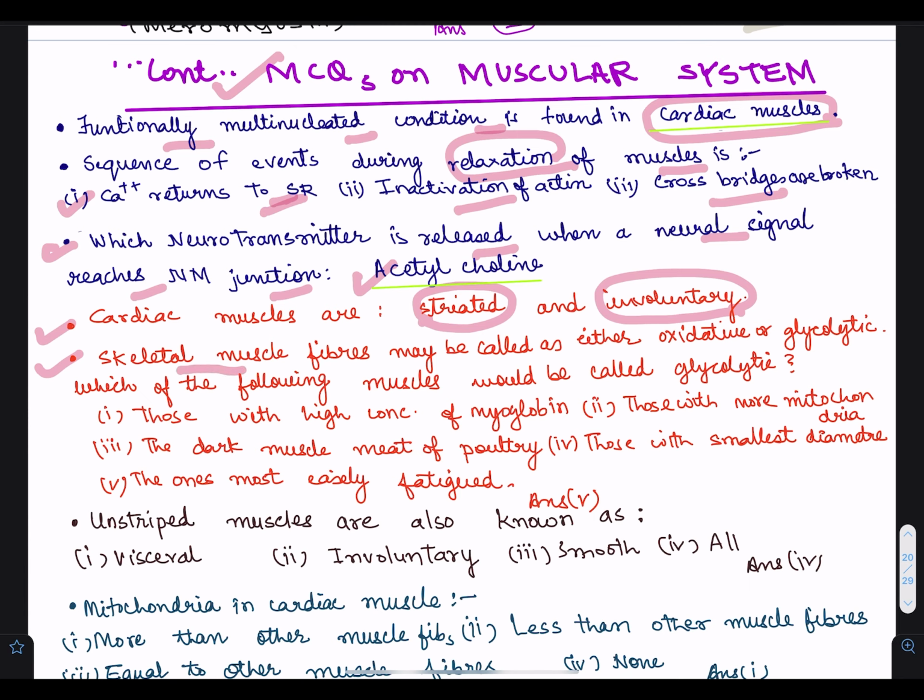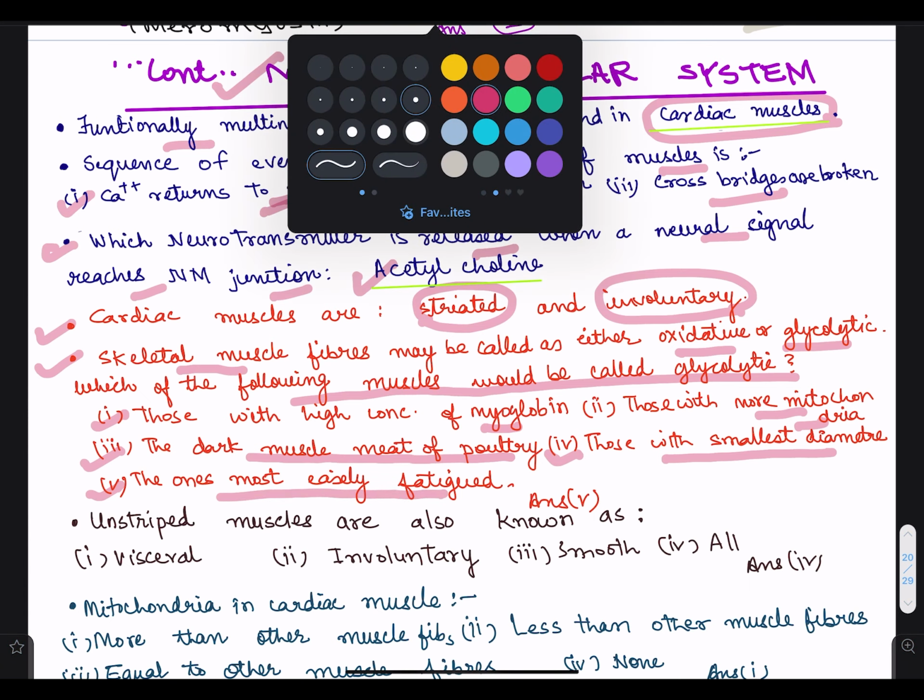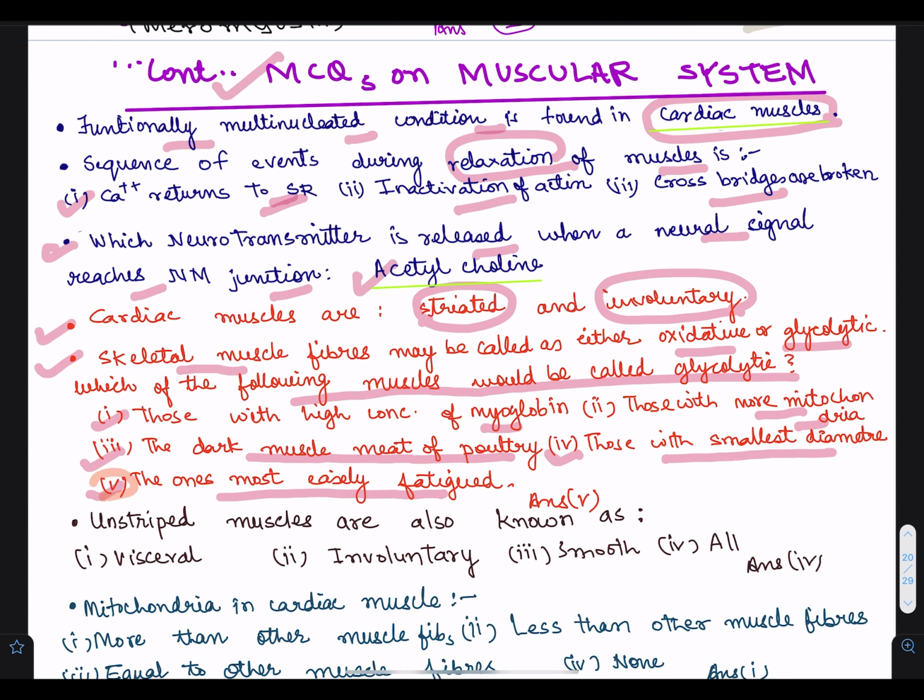Next, skeletal muscle fibers may be called as either oxidative or glycolytic. Which of the following muscles would be called glycolytic? First, those with high concentration of myoglobin. Second, those with more mitochondria. Third, the dark muscles of meat of poultry. Fourth, those with smallest diameter. And the fifth, the ones most easily fatigued. So, the correct answer is fifth, the one most easily fatigued.